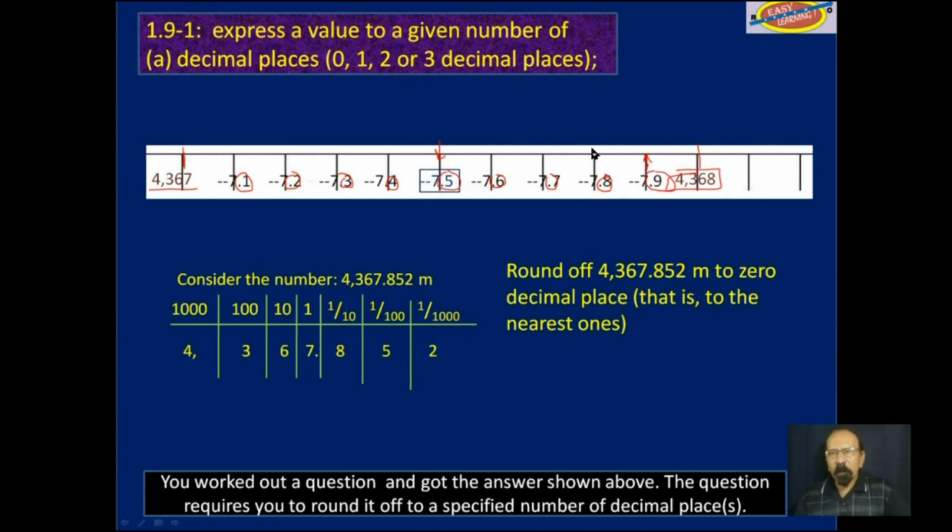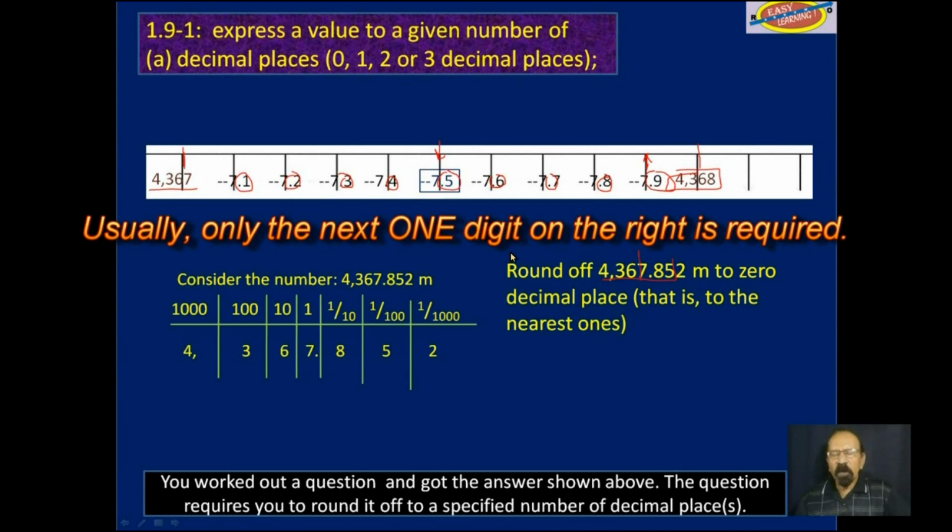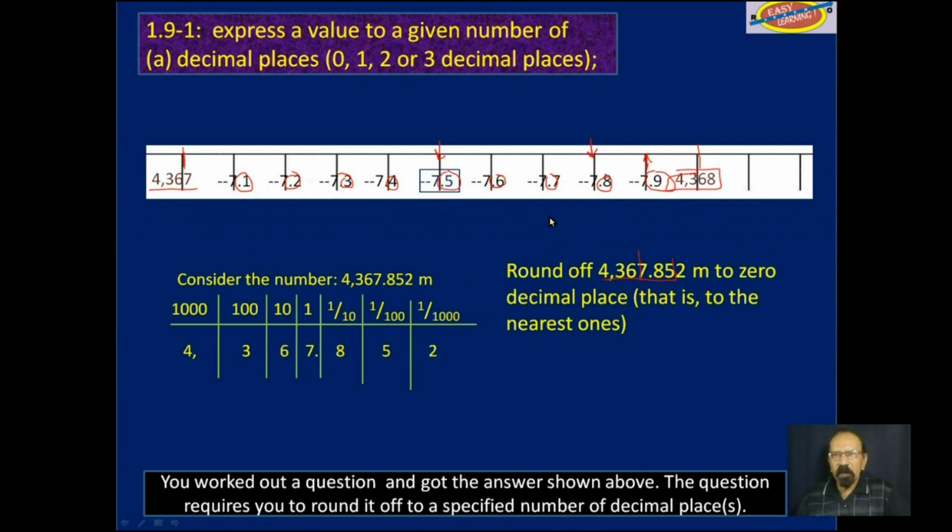Now let us try to place 4,367.85. Now remember, we are rounding off here. So we will look at the next two digits on the right and try to place them on this number line. So 4,367.8 is here. 0.85 will be halfway between there. So we can put a marker here.